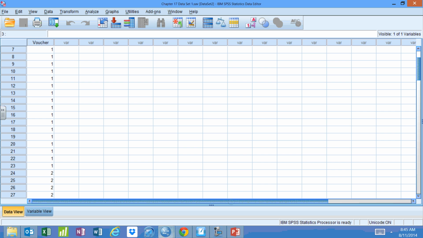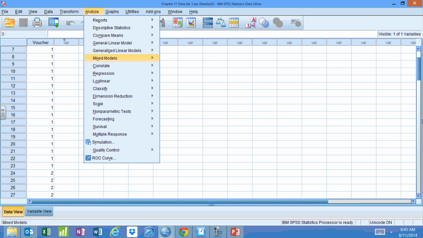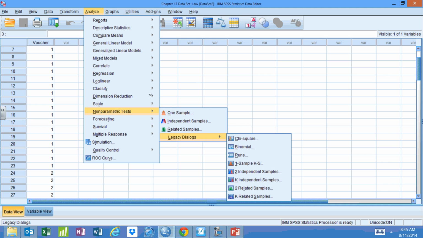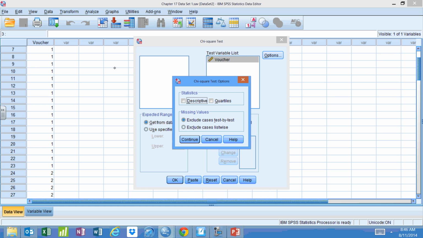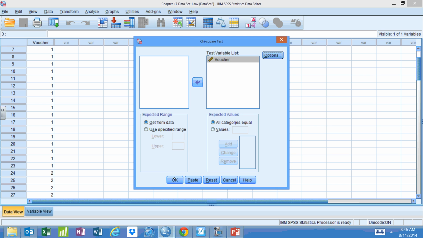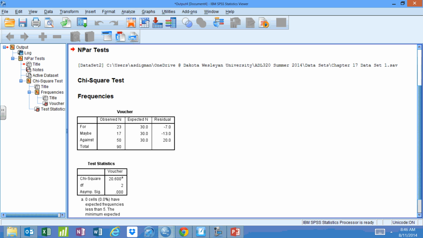So go ahead and open up your data set here, your Chapter 17 data set 1. And we're going to go to Analyze, Non-Parametric Tests, and you can choose Legacy Dialogues, which I know is kind of strange, but Legacy Dialogues, and we're going to run the chi-squared. Okay, we're going to take voucher, and we're going to put that over as our test variable. And that's it. Then you just click OK. I'm going to double check, make sure they've got everything selected here. Okay. And there is our results.